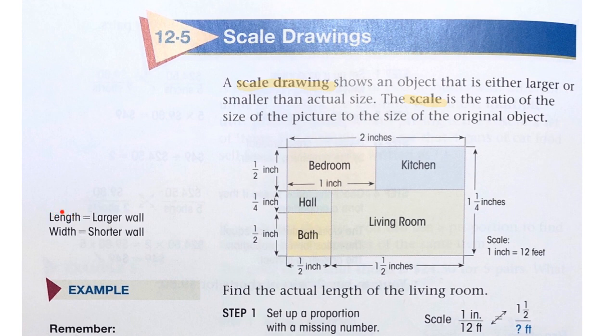So we have things like length. In this case, it will be the larger wall. And we've got the width. In this case, we can have the shorter wall. So we have a rectangle here. The bottom and the top are longer than the sides.